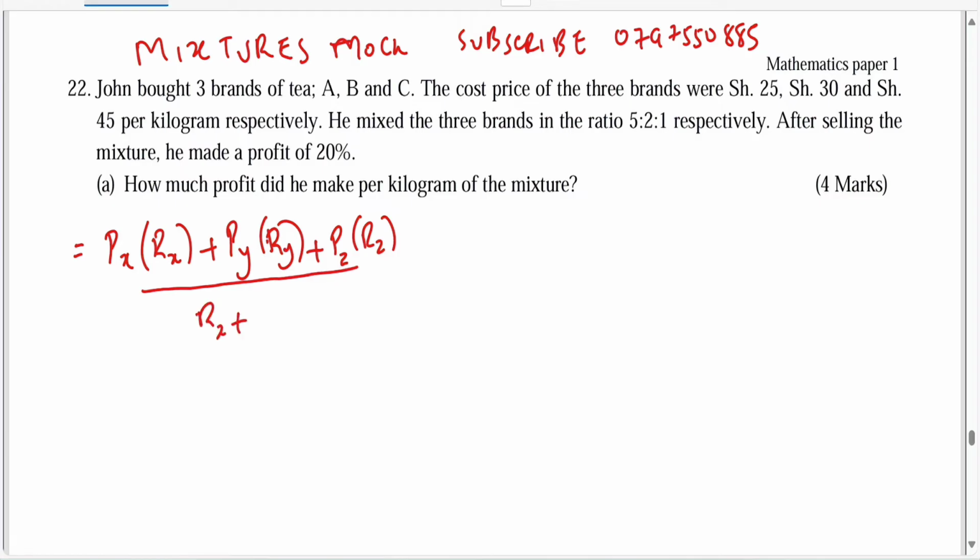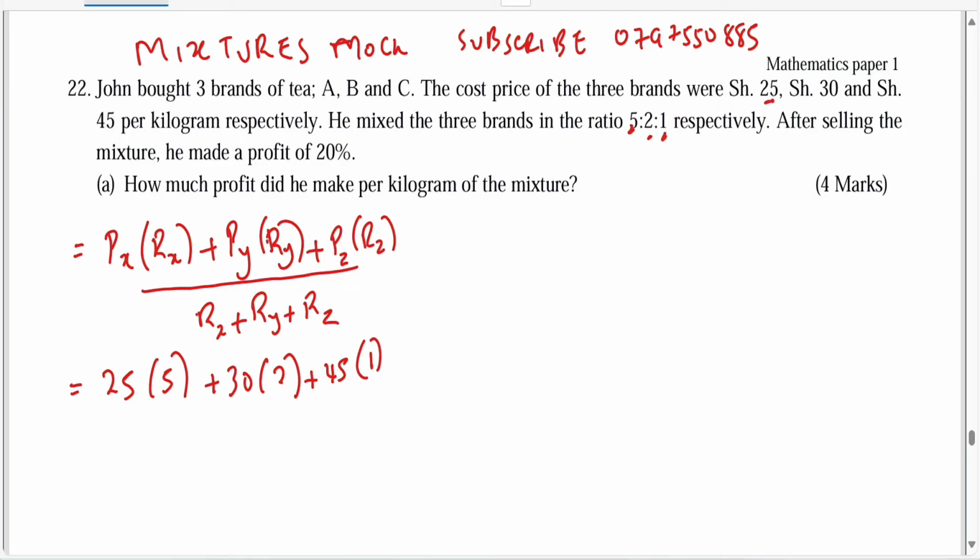Sawa? In which kwa hii swali pia tutafanya hivyo hivyo. Tumeelewa? So price ya hiyo commodity unasema ni 25, ratio ya hiyo kitu ni 5. Sawa? Ni 25 plus price ya pili which is 30 times ratio yake ambayo ni 2 plus hiyo 45 times ratio yake ambayo ni 1. Sawa? Nadhani tumeona, divide by the total ratio. Remember this is 2, sijeka kuchanganya. So the total ratio ni 5 plus 2 plus 1.